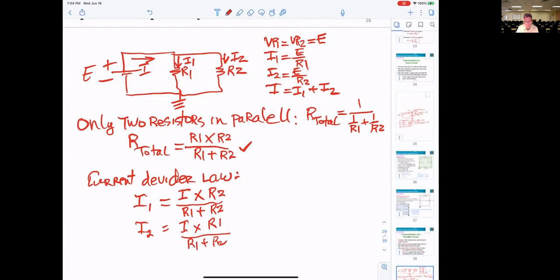Do you mean to say on the I1, on the numerator, I and R1, what is supposed to be R2? When I calculate the current I1, I use I times R2, okay, thank you, over R1 plus R2.